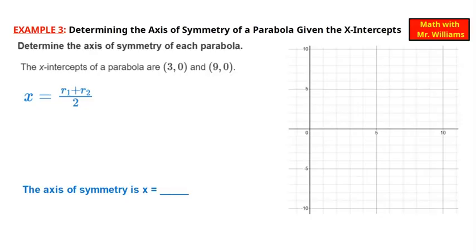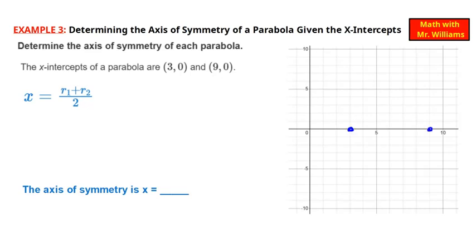Example 3, determining the axis of symmetry of a parabola given the x-intercepts. Math of Mr. Williams. Determine the axis of symmetry of each parabola. The x-intercepts of the parabola are (3, 0) and (9, 0). Let's go ahead and just use this graph off to the right here. Let's put those points. So we have (3, 0) and we have (9, 0).